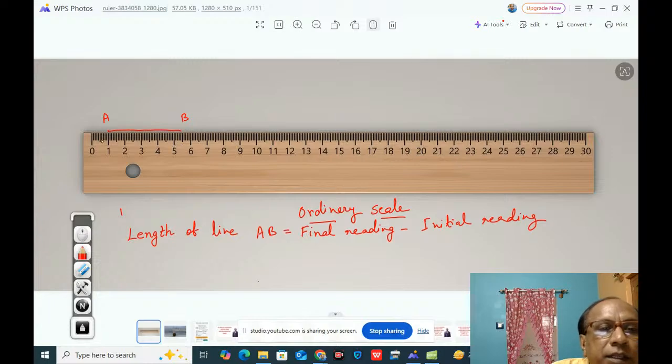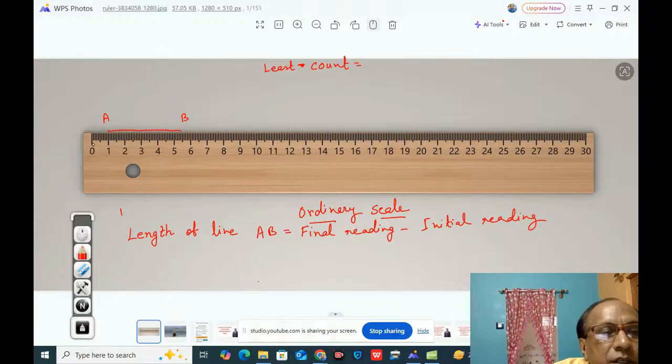Final reading, you see, in the main scale it is 5 centimeter. And how many lines is it covering? 1, 2, 3, 4. Actually, you have to first find the least count. What is the meaning of least count? You see, least count is the smallest division of a scale, right? That is the least count. How to find the least count?